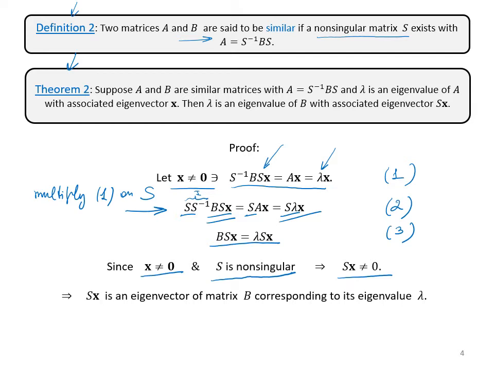So, by definition of eigenvector, it immediately implies that Sx is an eigenvector of matrix B, corresponding to its eigenvalue lambda. So this is exactly what we wanted to prove. Theorem is proved.